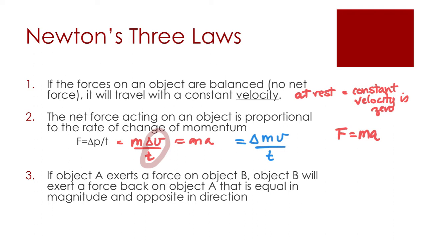One last thing I like to point out is I do usually write the word net when I write all of these equations. The reason for that is I don't want you to think it's just any force, and if there are multiple forces acting on an object, we need the unbalanced, or the overall, or the net force in order to use this equation. And finally, Newton's third law. If object A exerts a force on object B, B will exert a force back on object A that's equal in magnitude, size, and opposite in direction.